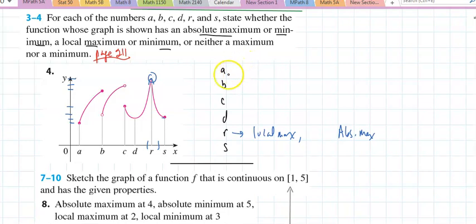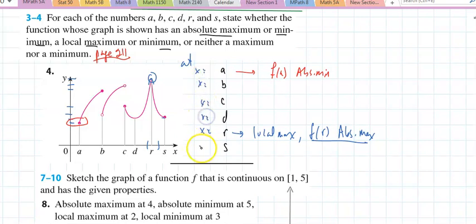And how about absolute minimum? Isn't this the lowest y value of them all? Isn't that the absolute minimum? But do you notice it's not a local minimum? So f of A is the absolute minimum, and f of R is the absolute maximum value. It happens at x equal each of these values. So this is where it happens, and that's what it is.